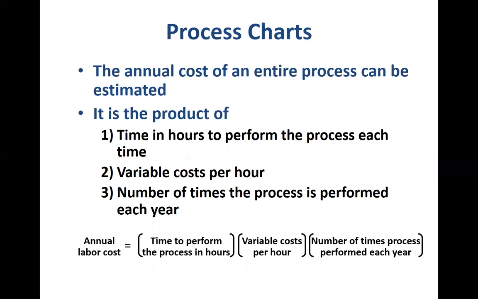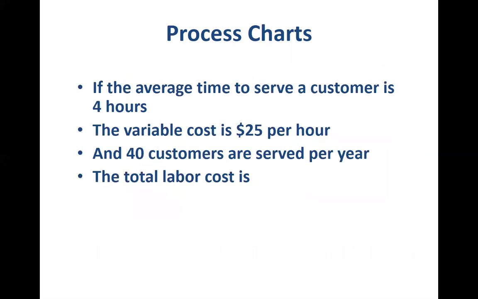So these process charts then can actually be used to determine or estimate the annual cost, labor cost, for example, for the entire process that is being done. Essentially, it's a product of the time in hours to perform the process each time which is to be done, and then variable cost involved per hour for the labor, and the number of times the process is performed each year. So if we know these different aspects, then we just multiply them to get, for example, the average labor hour in this case. So very simple example here.